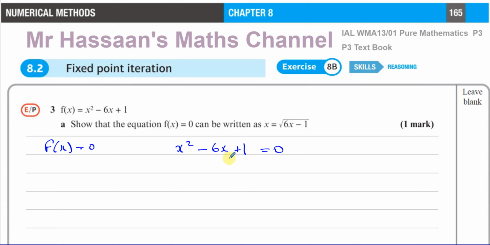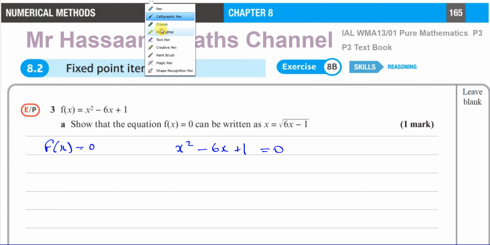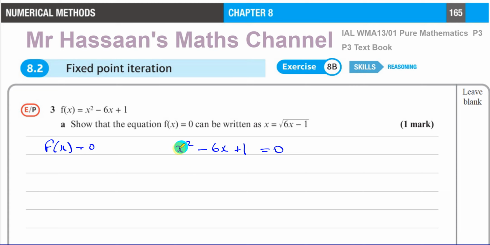What's happened is this equation has been rearranged to make one of these x's the subject of the formula. It's quite obvious that the x made the subject is the x which is squared, because in the end, when you want to make x the subject, you're going to have to square root it. So this x has been made the subject of the formula.